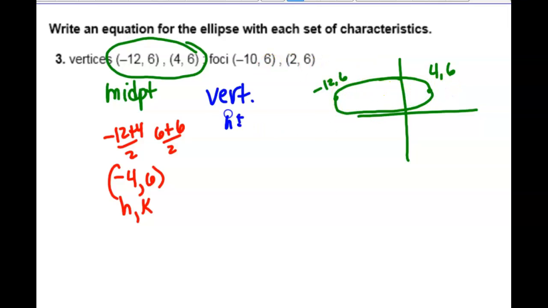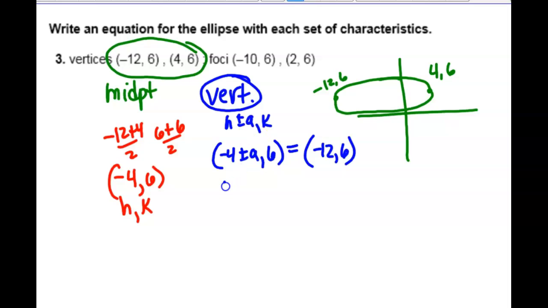So it's h plus or minus a, comma k. Well, h was negative 4 plus or minus a, comma 6. And that became, I'm just going to put one of them down. This is vertices now. I'm using the vertices. So negative 4 plus a became negative 12, or plus or minus a. What does that become? Yeah, it's negative 8, but it doesn't matter. We're going to square it, and a squared is going to be 64. It should have been the minus 1, but it doesn't matter.